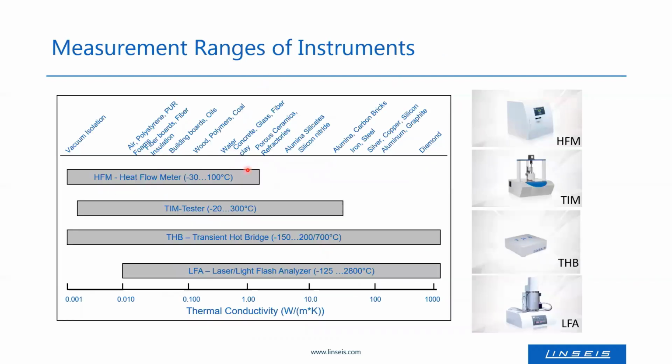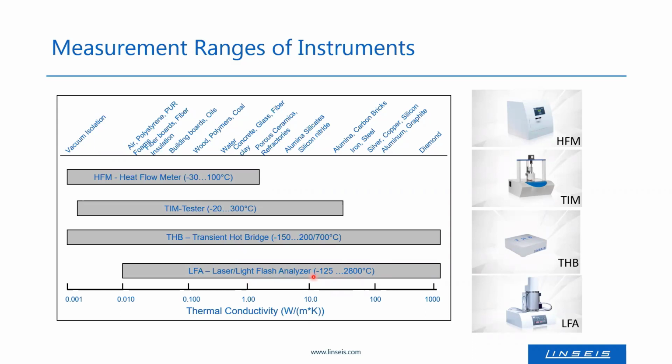Thermal conductivity depends also on the temperature. So whenever you select an instrument, you should be aware if it covers the temperature of your specific application or the application of your material. Heat flow meters cover a quite small temperature range. TIM testers a somewhat broader temperature range. The transient hot bridge even broader, from very low temperature to quite high temperatures. And the laser flash and light flash analyzers cover the broadest range, from minus 125 to 2800 degrees, depending on the selected furnace. This range cannot be covered by one furnace, but by at least two furnaces.